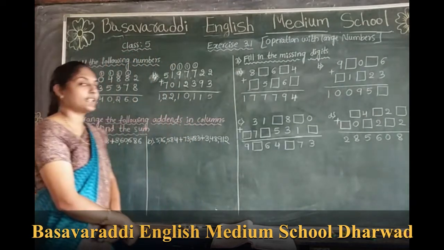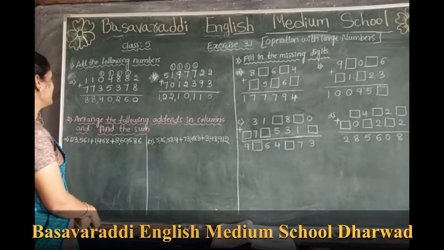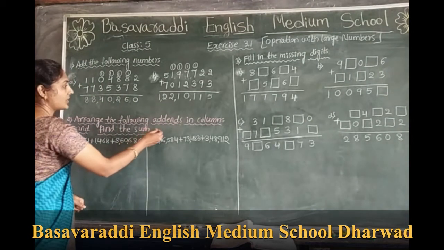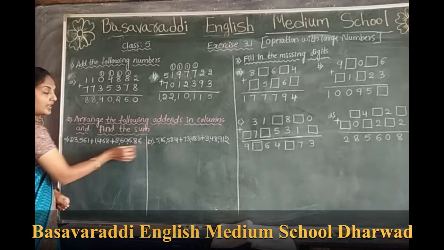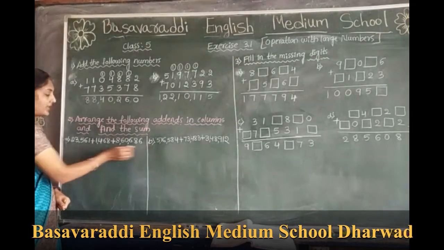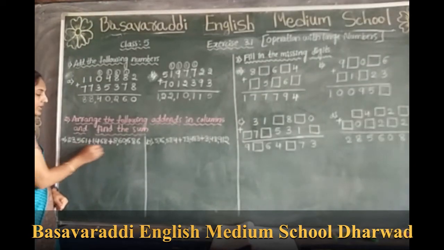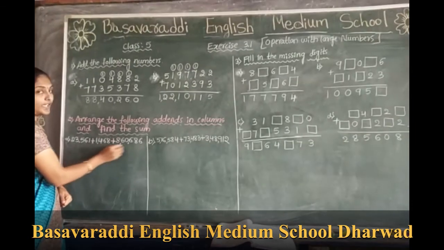Then the second question is: arrange the numbers column-wise. There are three numbers, 1, 2, 3. There are three addends.